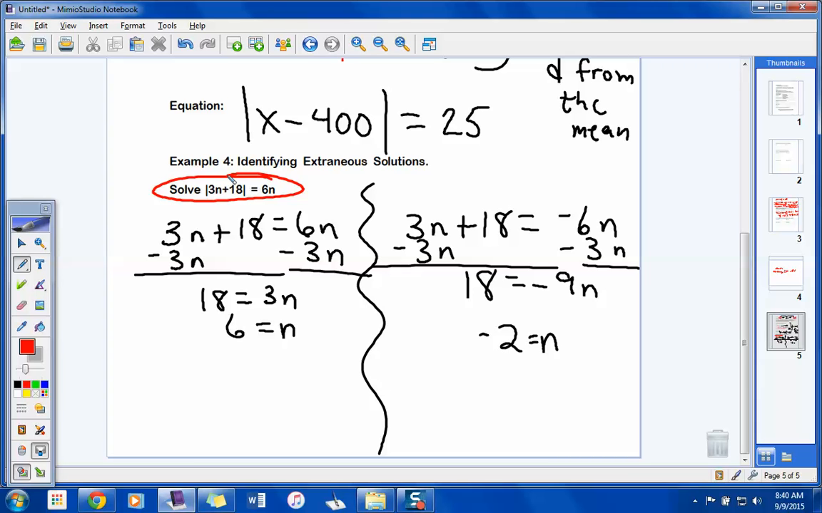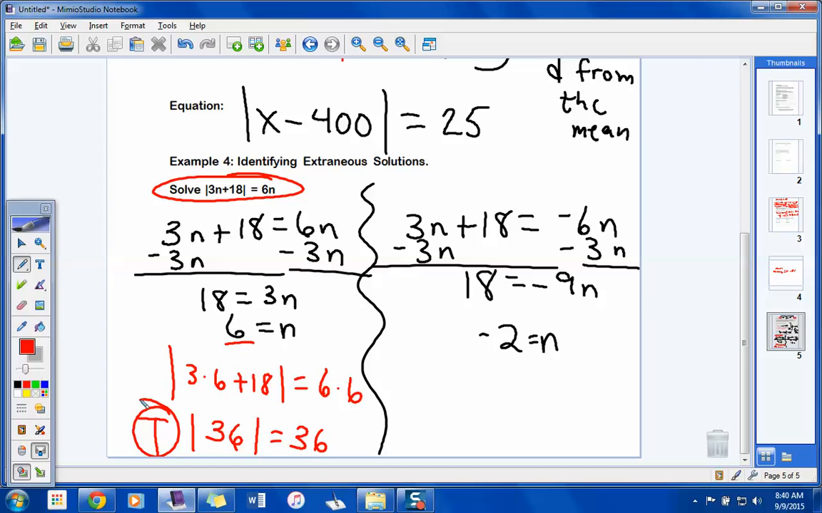Help me plug 6 in here. This will become the absolute value of 3 times 6 plus 18, right? And that would equal 6 times the n value. In this case, the n value is again what? 6. So 6 times 6. So here, guys, we end up with the absolute value of, let's see, what is 3 times 6? 18 plus 18 more. Is that statement a true statement or a false statement? This is true. This statement is true.